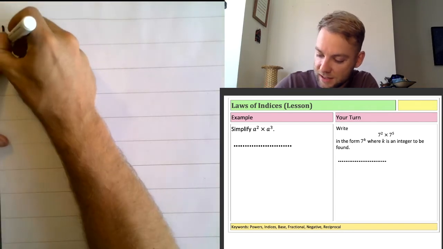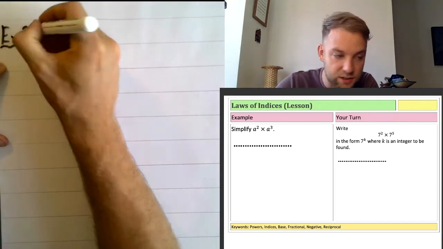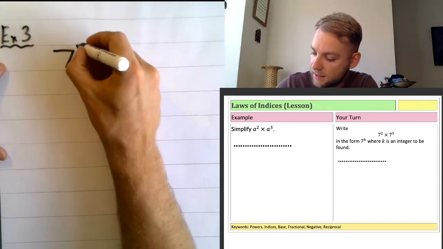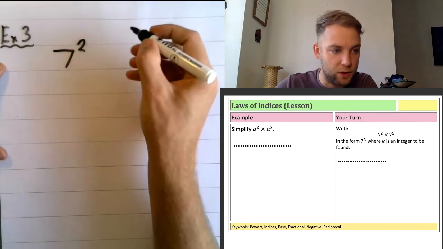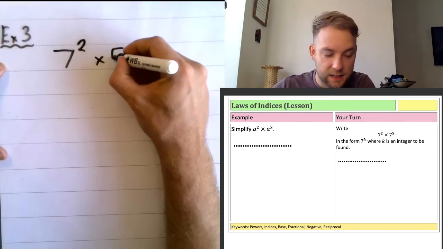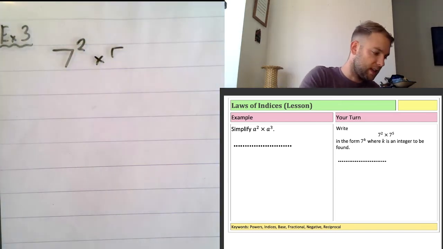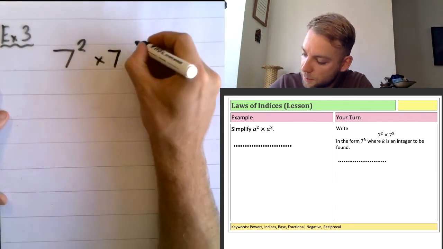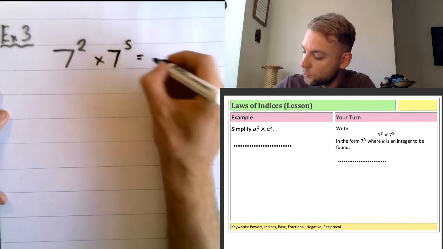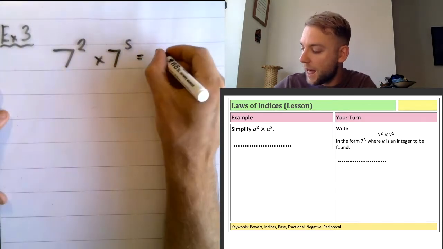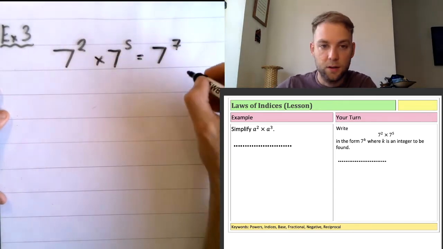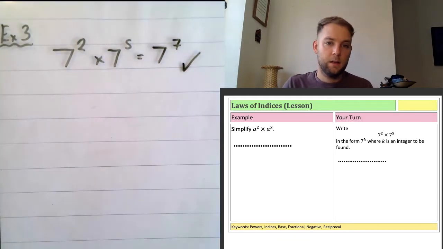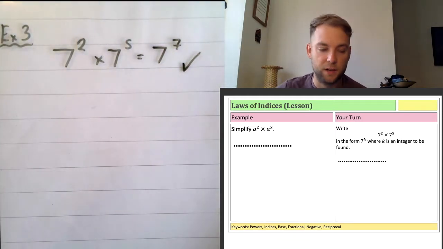So this one here is example 3, really easy, nice and straightforward. 7 to the power of 2 times 7 to the power of 5 is equal to, well, when I'm multiplying powers, I add them together, so that's 7 to the power of 7. Brilliant. So let's check those answers. Nice and straightforward, that.